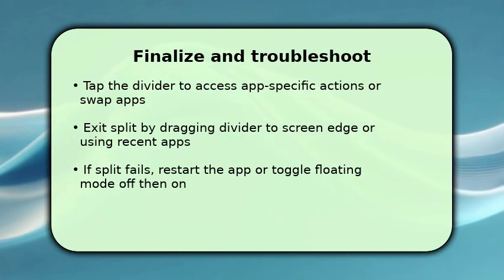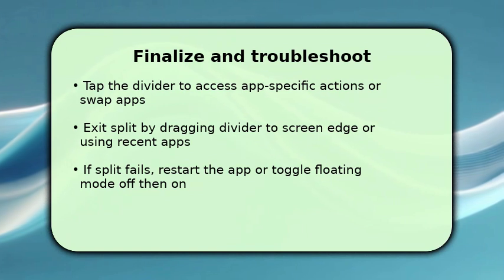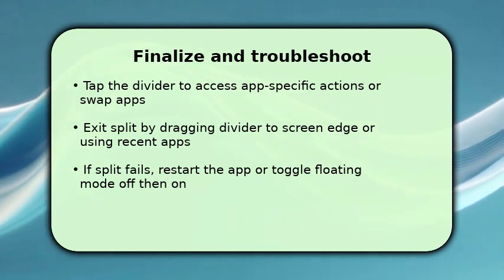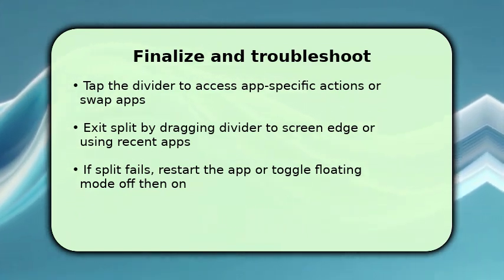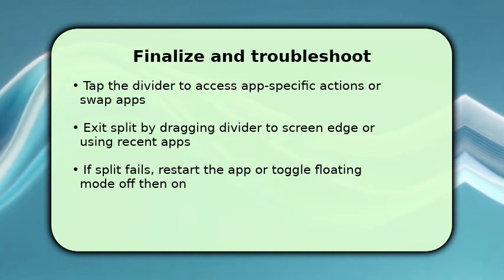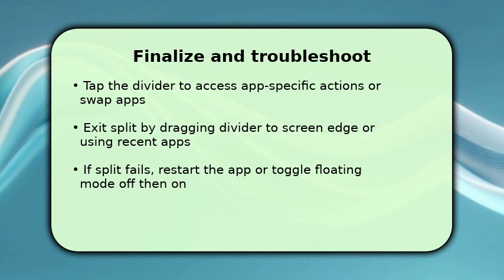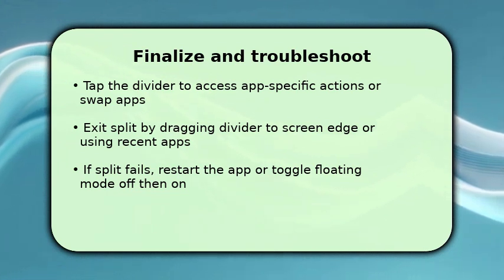To finish, tidy the layout. Tap the divider to reveal quick actions like swap or app-specific settings and position the panes for your workflow. When you're done, drag the divider to an edge or use the Recent Apps menu to exit split mode.